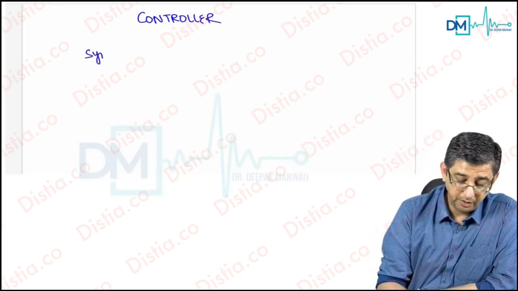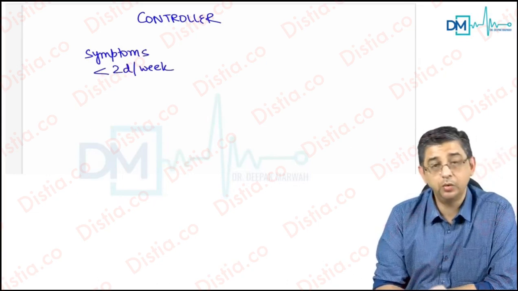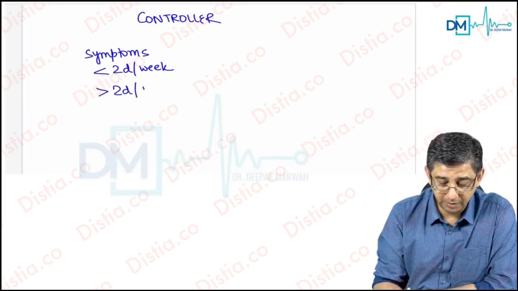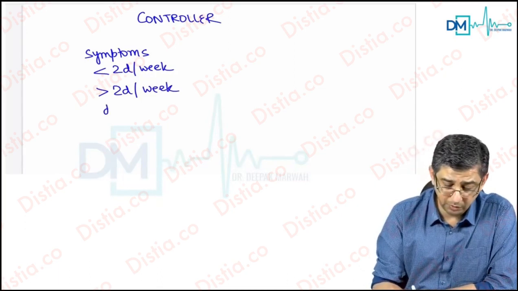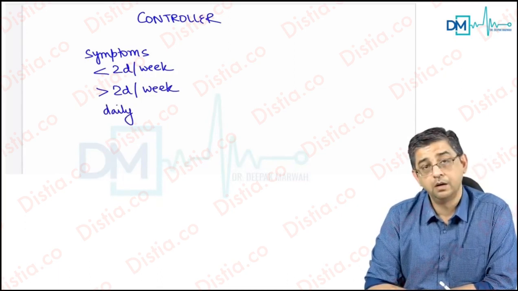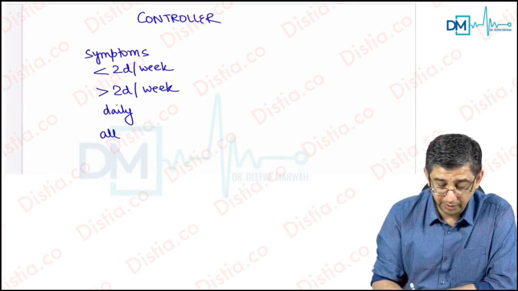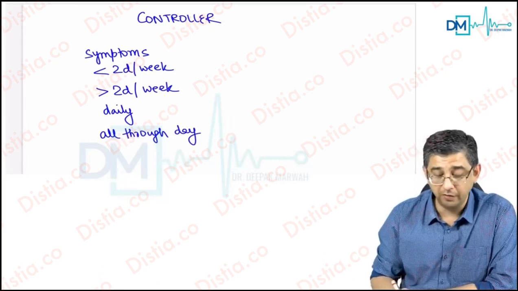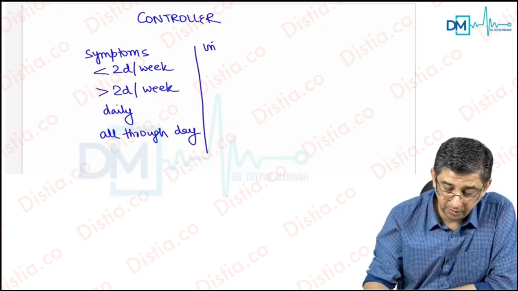Patient A tells me, doctor, I have symptoms, but they are less than 2 days per week. Patient B says, I have symptoms for, let me say, 3 or 4 days per week. A 3rd patient says, I have symptoms daily, more worse at night. There's a 4th patient who says, I have symptoms all through the day as well as the night. So you can see that the severity of symptoms will vary in every patient. Therefore, the quality of life will also be interfered with.